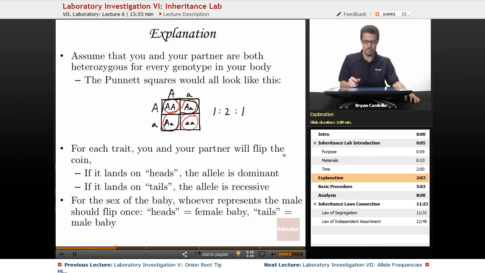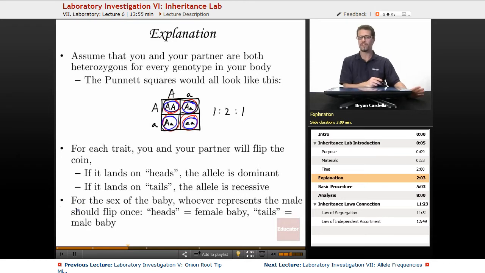So for each trait, you and your partner will flip the coin. If it lands on heads, the allele is dominant for that individual in terms of what they're passing on. So if both people flip heads, you're getting this. If one of you flips heads and one of you flips tails, it'll be that. If it goes the other way, where one flips tails and the other heads, it ends up being the same genotype. But that's why there's a 50% chance of that happening. Heterozygous is going to happen statistically 50% of the time. If you both flip tails, you're going to get that recessive, homozygous recessive case.